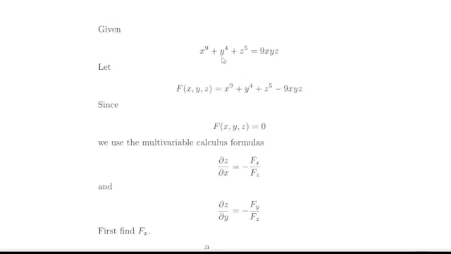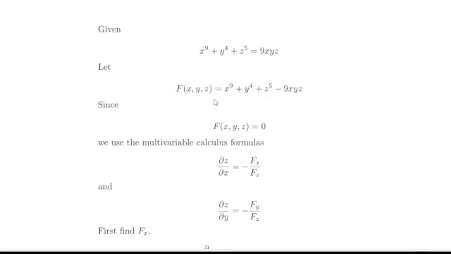In this video, we're given x to the ninth plus y to the fourth plus z to the fifth equals 9xyz. We're going to find capital F of x, y, z as x to the ninth plus y to the fourth plus z to the fifth minus 9xyz. So we're just subtracting both sides by 9xyz.